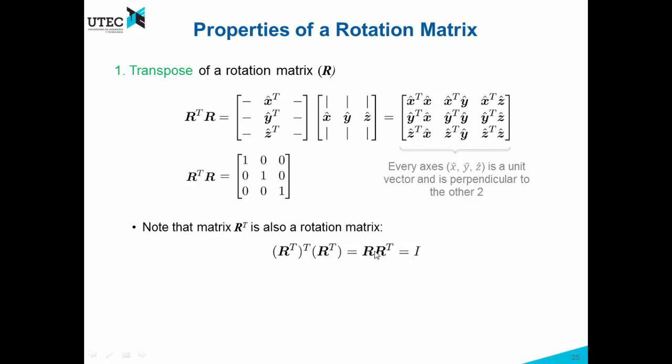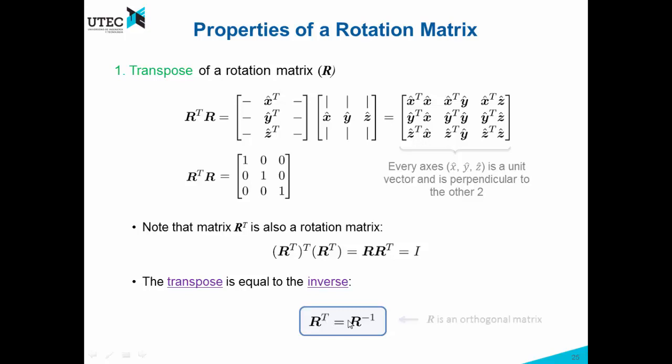Now, why is this important? Because I have the following. R transpose times R equals the identity, and R times R transposed equals also the identity. So if you have a matrix that makes the original matrix be the identity, that new matrix, in this case R transpose, is the inverse. So the conclusion here is that the transpose is equal to the inverse, because as you see here, it gives the identity. This is the first property, that the transpose is equal to the inverse.